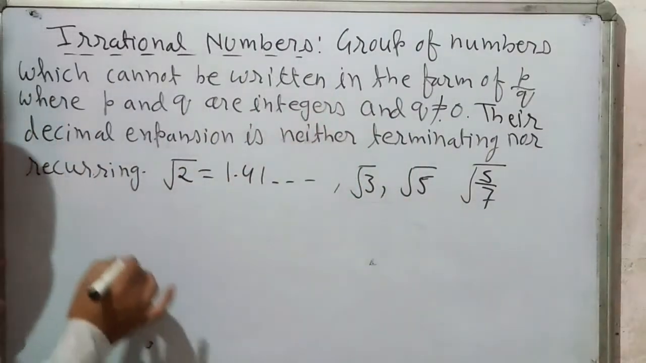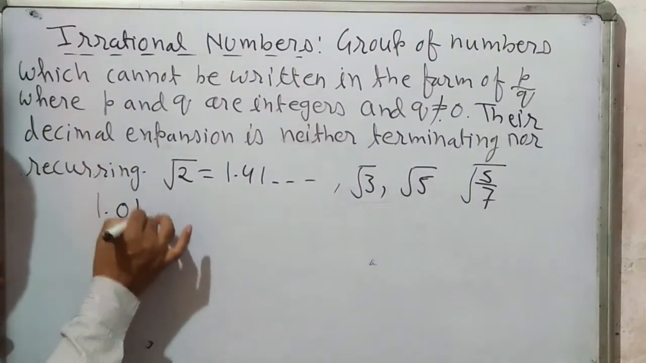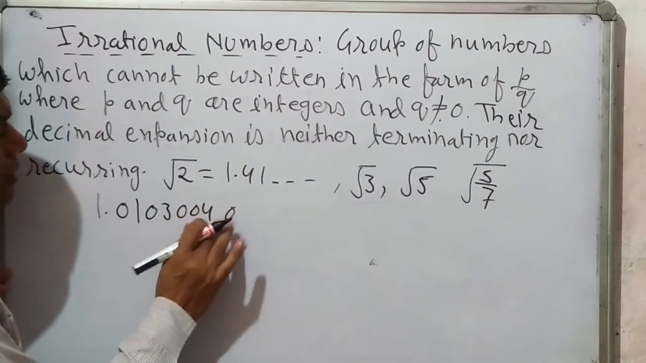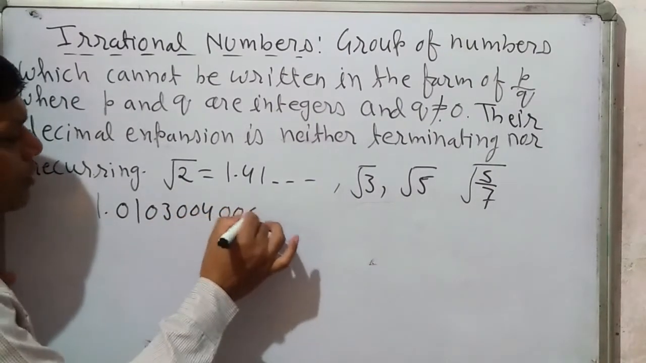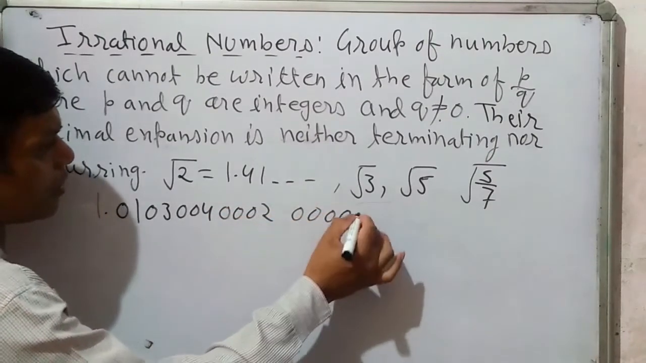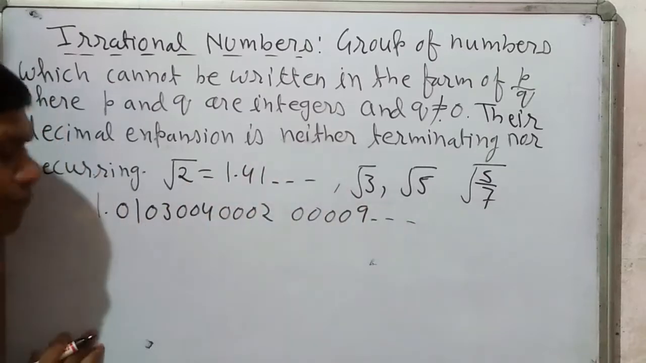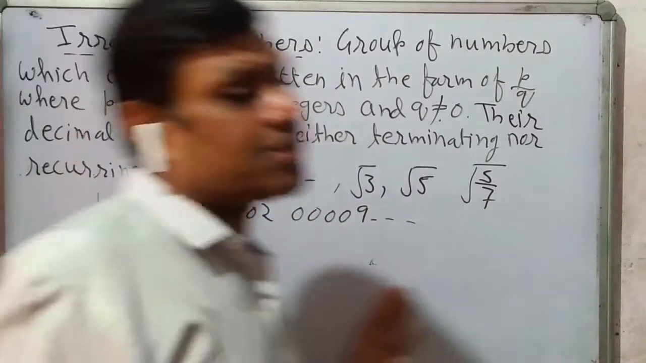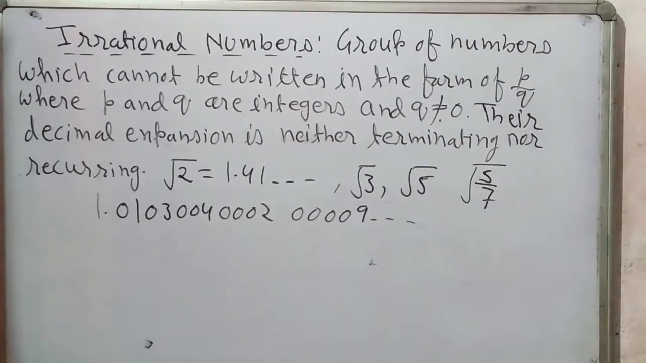For example, we can take a number 1.0103004000200009 and so on. We are seeing no set of integers, no set of digits after the decimal place is repeating. So such numbers are called irrational numbers.